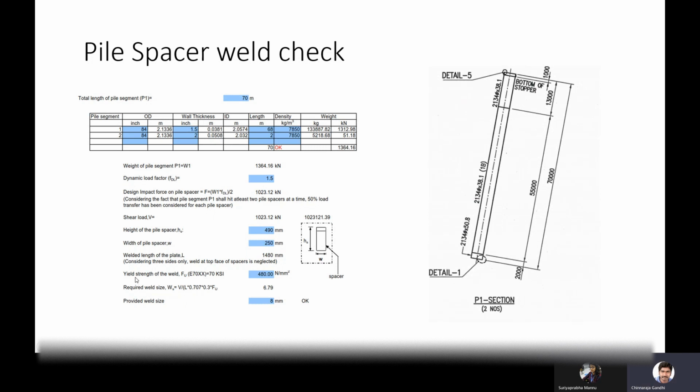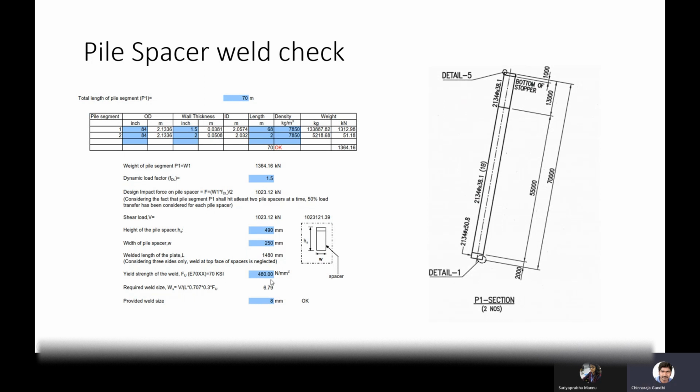Now we know the strength of the weld electrode we are using is 70 ksi. This is the standard electrode which we use for all offshore welding. Its yield stress is about 480 Newton per mm square.